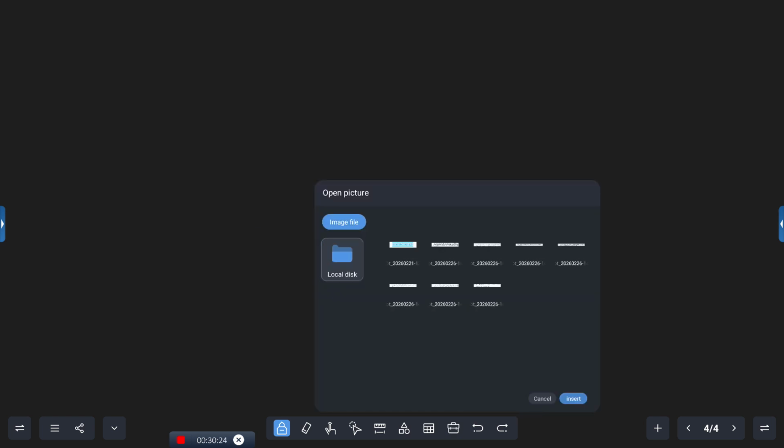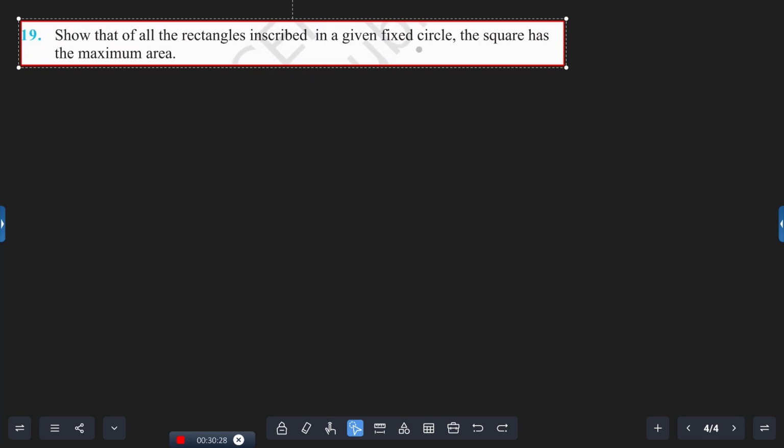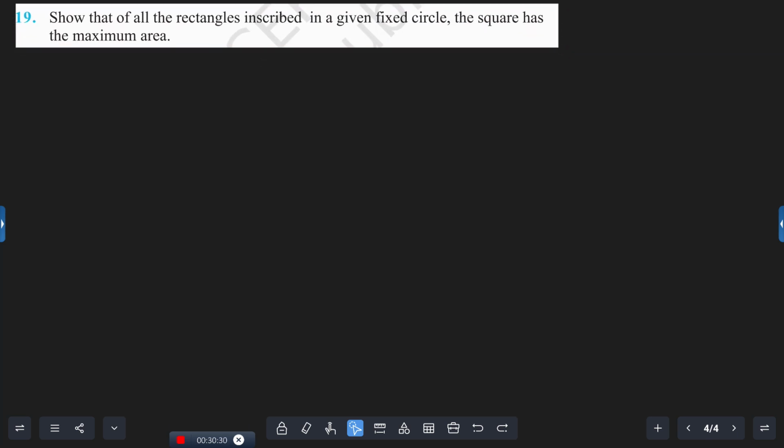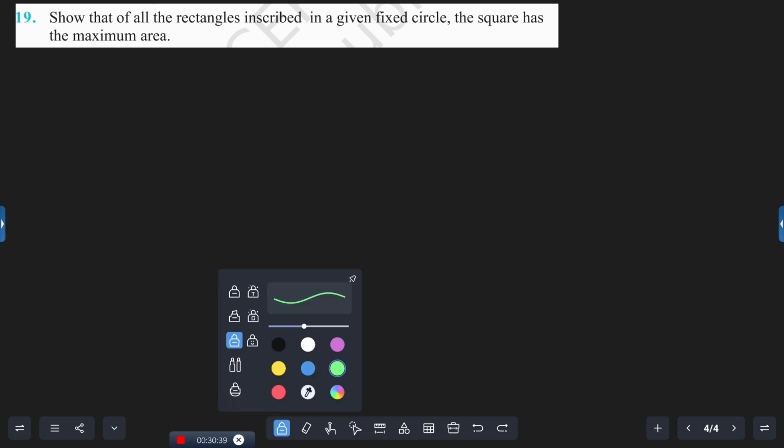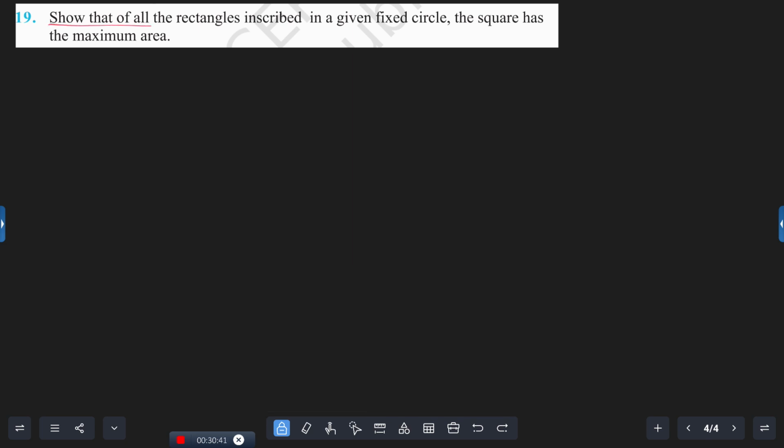Okay, next question number 20. We are moving. See, the question is too small, I'm right, but it will take big. Listen carefully. Listen to what they are telling. Show that all rectangles inscribed in a fixed circle.